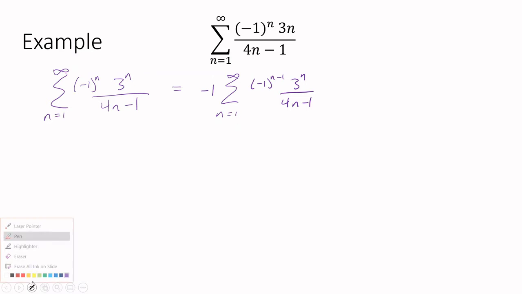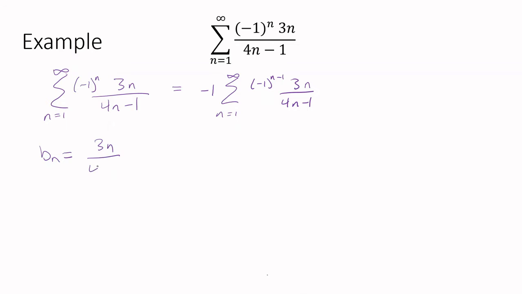So at this point, I am actually in the correct form. All I had to do is take one negative 1 out. So we're not going to really worry about that. If you see negative 1 to the n or negative 1 to the n minus 1, both are perfectly fine to use the alternating series test for. So our b sub n is equal to 3n over 4n minus 1. And our two conditions we need are, we need that it's decreasing, and we need that the limit of this goes to 0.